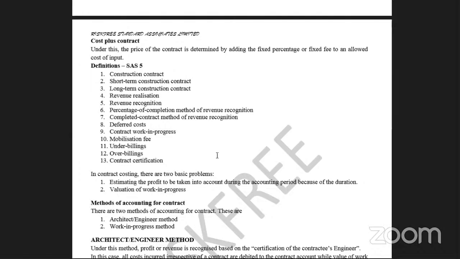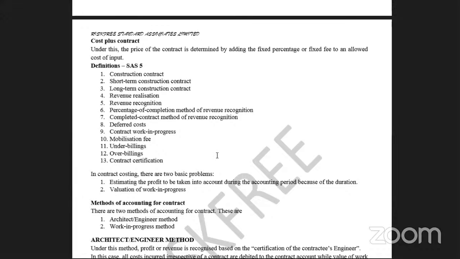Deferred costs. These are costs that cannot be incurred now, that can be incurred in future. Contract work in progress. You are looking at those contracts that you have not completed. For example, if you look at the Lagos-Ibadan Express Road, you have some of the portions that have not been completed, that is still work in progress.